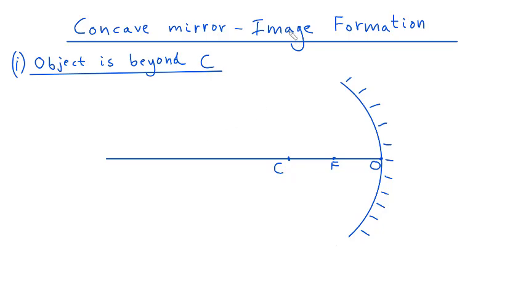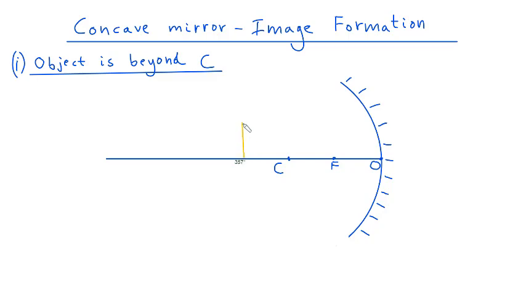Welcome to this video on image formation by a concave mirror. In this video we'll be discussing the image formed when our object is beyond C, the center of curvature of the concave mirror. And so what we mean by our object being beyond C is that it's positioned somewhere like here.